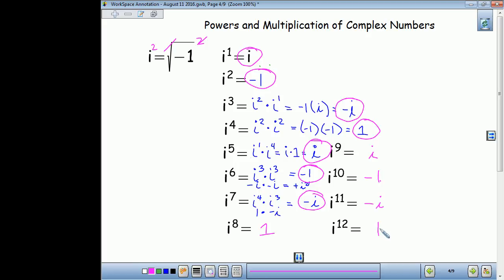Yes, it does. Now, I can't claim this. Miss Fuller came up with this. It's a mnemonic that helps us remember this pattern. So our pattern is i to the 1st is i, i squared is -1, i cubed is -i, i to the 4th is 1. So this helps us remember.